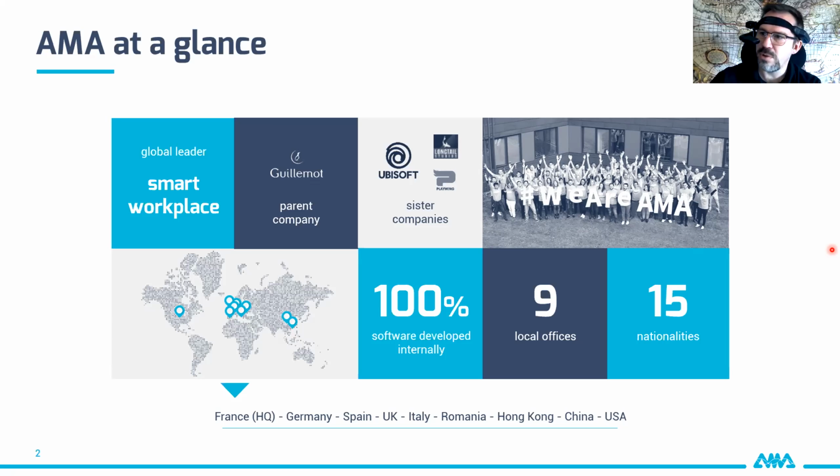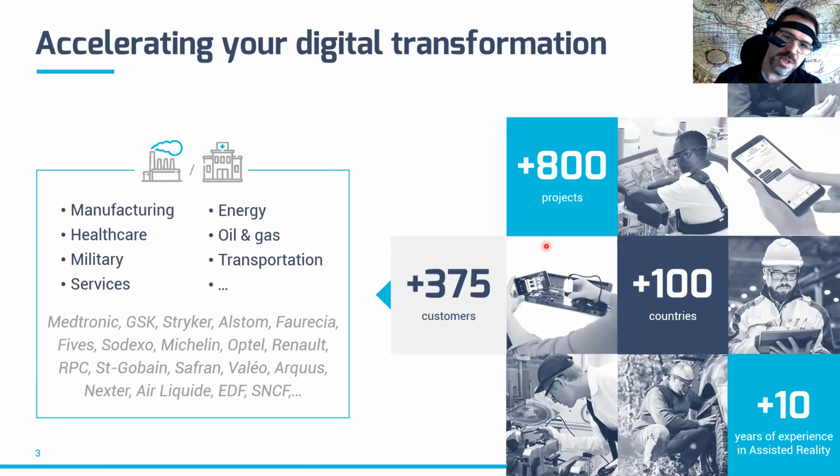We have several offices around the globe. We range from US to China. We have several offices in Europe as well. So we are helping digital transformation, and our customers range from manufacturing to oil and gas and healthcare. And we have our solutions rolled out in over 100 countries. You can see some of our customers listed in the slides. So we usually have the top CAC 40 companies or Fortune 500.